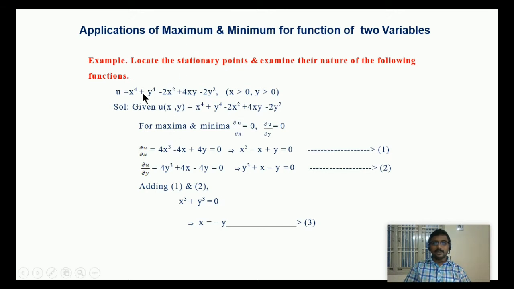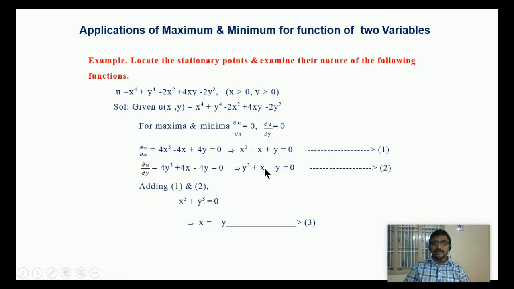x power 4 derivative is 0, y power 4 derivative is 4y cube, negative 4x square derivative 0, negative 2x square derivative 0, plus 4xy derivative. So in that 4xy, 4x is constant, y derivative is 1, that is plus 4x. Negative 2y square derivative is negative 4y, which is equated to 0. Now taking 4 as common and equating to 0. Let it be equation number 2.